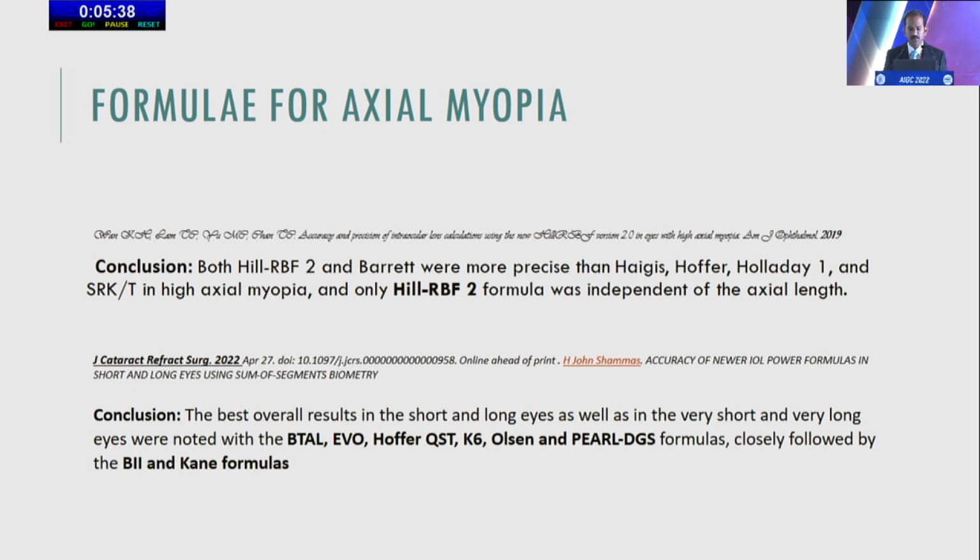This article in 2019, when we had the last face-to-face conference in 2020, concluded that Hill RBF and Barrett were more precise than Haigis, Hoffer, Holladay, and the SRK-T in myopia. But the Hill RBF was independent of the axial length. But recently, in 2022, the JCRS article concludes that the best overall results were noted with the Barrett True Axial Length formula, EVO, Hoffer QST, K6, Olsen, and Pearl DGS formulas, closely followed by the Barrett. So Barrett, which was once thought to be the universal, is now being followed by other formulas.